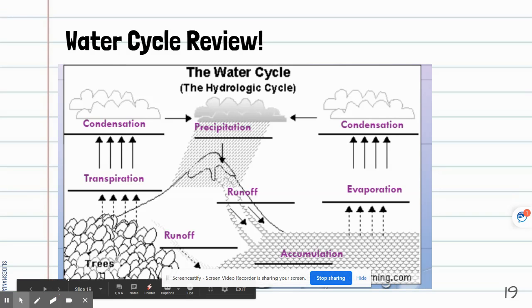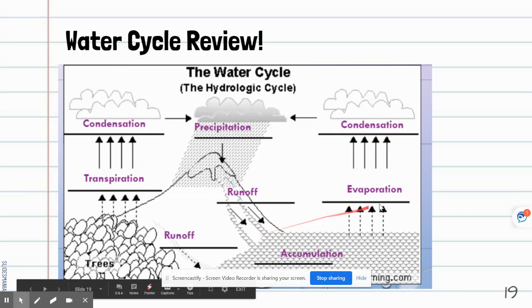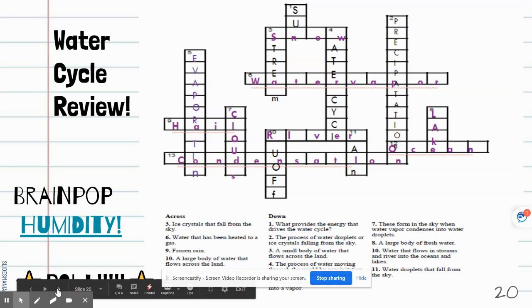Here is the correct diagram. Condensation, precipitation, evaporation, and transpiration are kind of the big ones. We've got some runoff happening here. And then I call this accumulation, where it's getting stored in this lake or ocean or pond, whatever that is. Again, pause and check your answers here. I don't have time with my limited 5-minute video here to go through all of the correct answers. It's a little hard to read, but I think you should be able to see it.